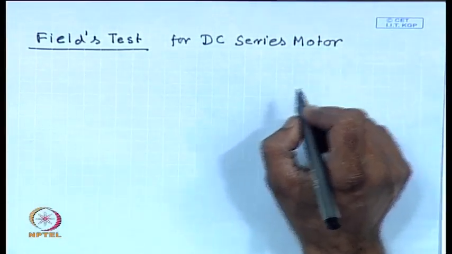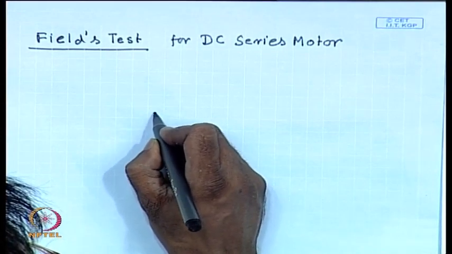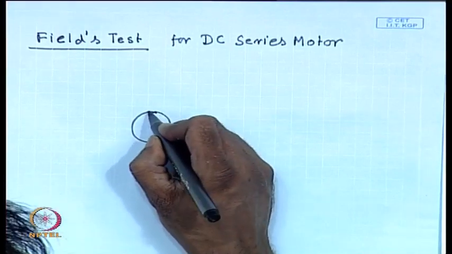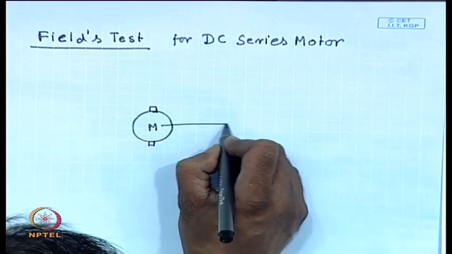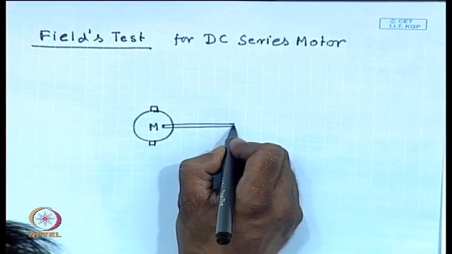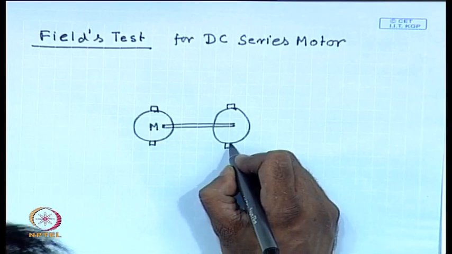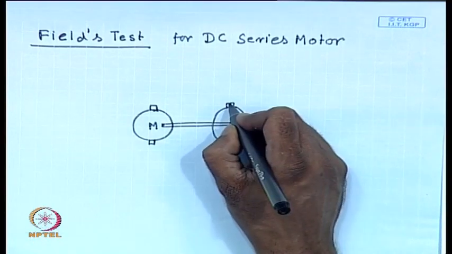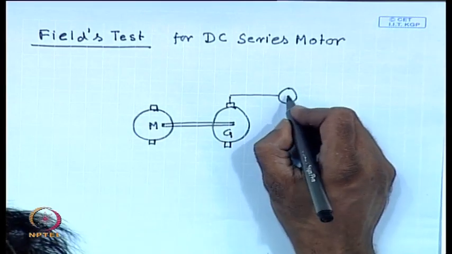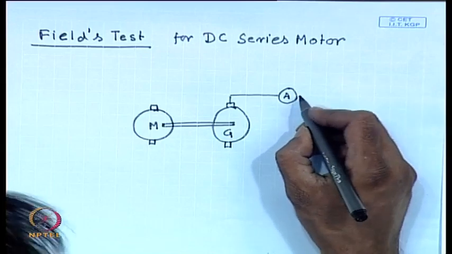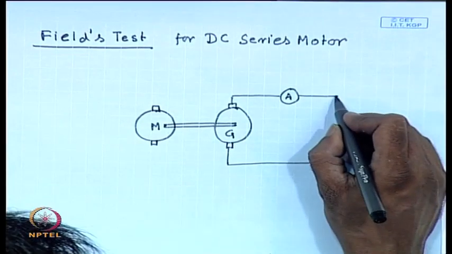Like Hopkinson test for shunt motors, here also you need two identical DC series motors, which are mechanically coupled, one of them acts as a motor, another acts as a generator, but the difference is the generator does not feed the motor, there is no back to back connection, rather the generator feeds an external variable load.